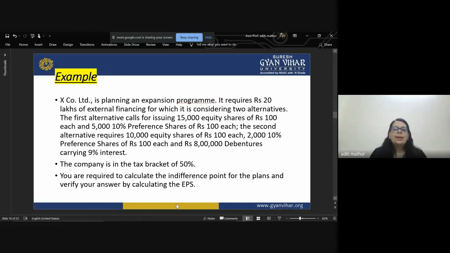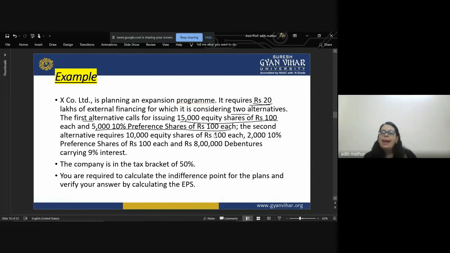So let us take an example of X Company Limited. It is planning for an expansion program. It requires 20 lakhs of external financing, for which it is considering 2 alternatives. So the total amount required for X company is 20 lakhs, and they have 2 alternatives. The first alternative is issuing 15,000 equity shares at the rate of 100 and 5,000 10% preference shares of 100 each. This is your first situation, right?